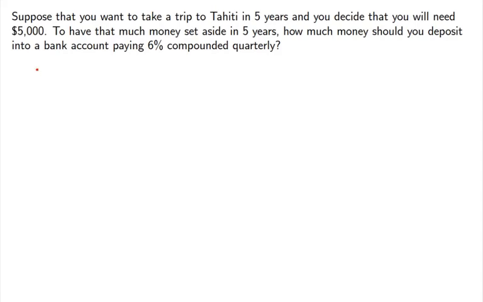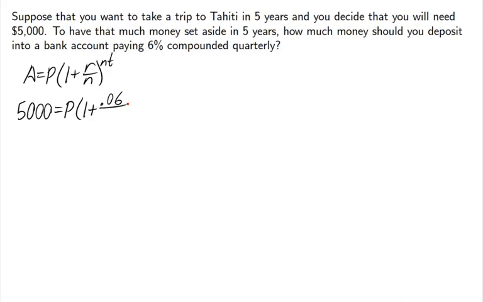So let me just write out the whole formula. Remember, it's A equals P times 1 plus r over n to the nt. And we don't have exactly the same setup as we usually do. This time I'm actually given A. A is 5,000. P is unknown this time. R is my 0.06, and we're going to be compounding quarterly. So quarterly is 4 times per year, 4 times per year again, and the number of years is 5. This one looks a little bit different.